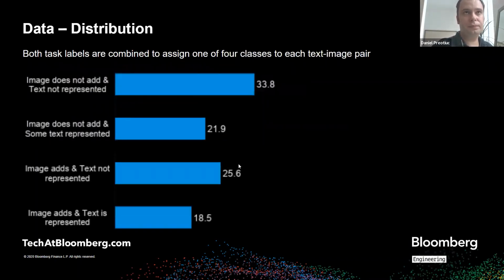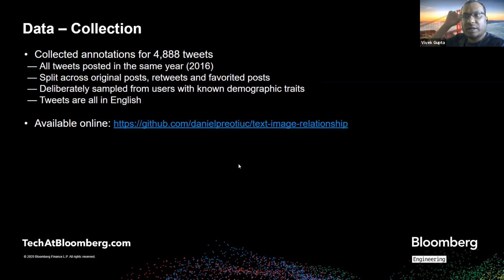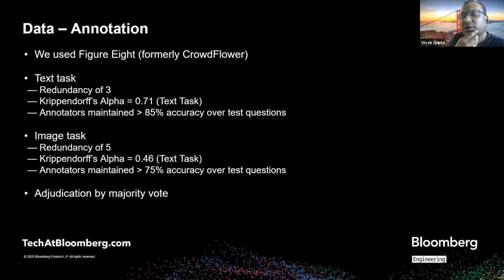Can you go back to the last slide? One more slide, yeah. So why does the image task have a much lower inter-annotator agreement? Do you have any insight?